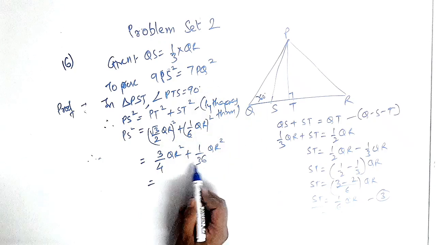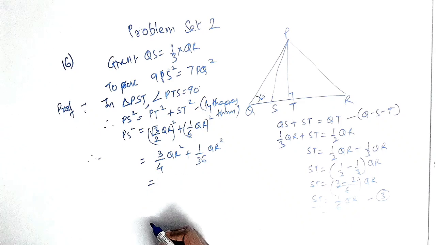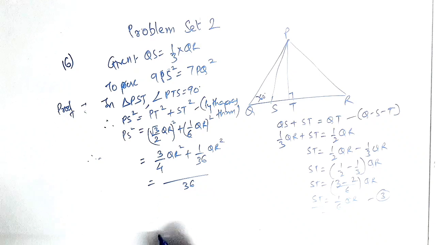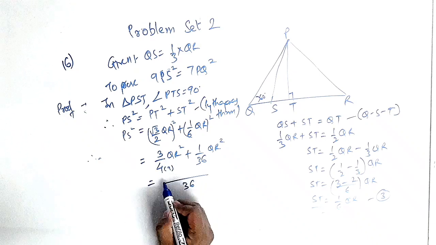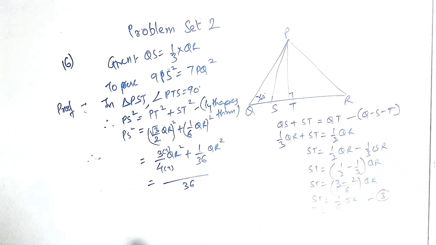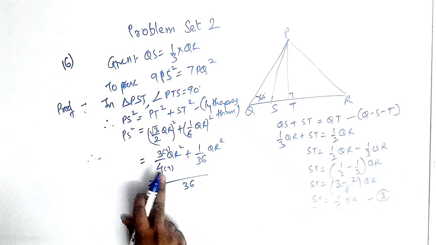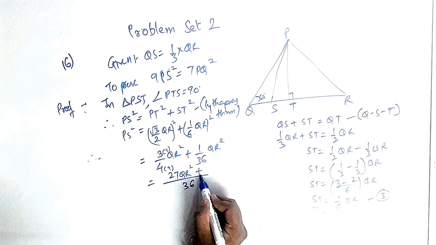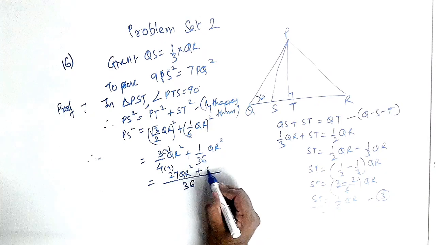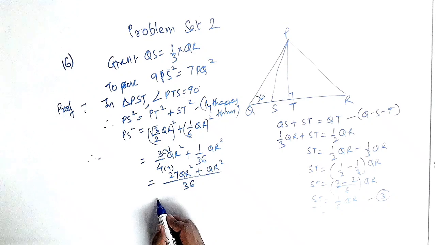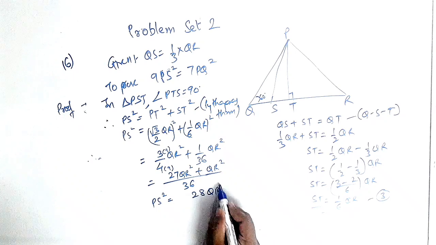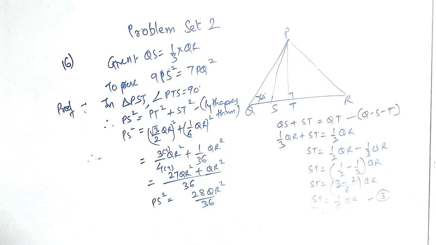Because the denominators are not common, what will we do? We will make it common. 36 I'll take as the denominator, this will be into 9, so this will be into 9 also. Yes or no? 9 4s are 36, so this will become 27 qr square plus, no need to multiply anything here, plus qr square. So we got here ps square is equal to 28 qr square upon 36, correct?